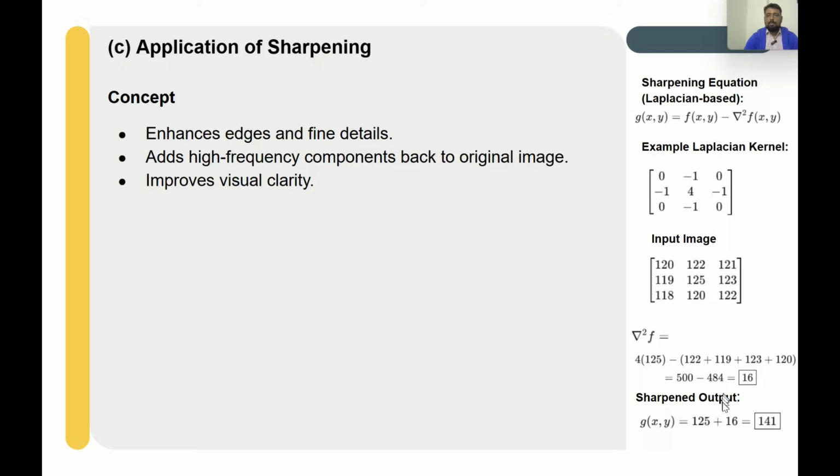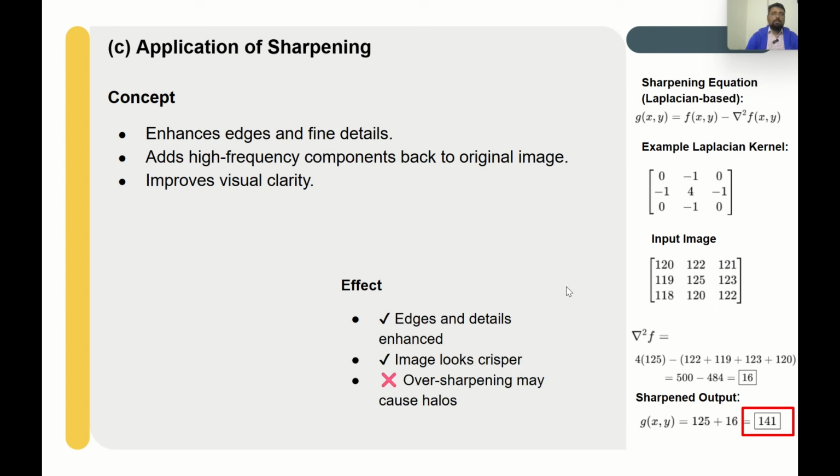Now what is happening? This 125 we have to add with 16 here. That is the difference in the Laplacian kernel. Whatever value is coming will be increased by 16, so it becomes 141. That is the process of applying it. What effect will it give? Now edges and details are both enhanced here. That is a trade-off: the image looks crisper, and over-sharpening may cause halos. Wrinkle effects will come and reduce the clarity of some parts. That is the drawback basically.